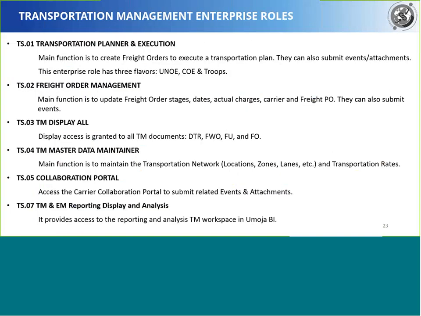And in here, as the last 2 slides, we have indicated the roles that are new in this transportation management module. So we have the transportation planner and execution. Here you have even the code, the planner and the execution, for which the main function is to create the freight orders to execute the transportation plan, and they can also submit events and attachments. There will be 3 different flavors of planners: one planner for UNOE, another one for COE, and another one for troops.